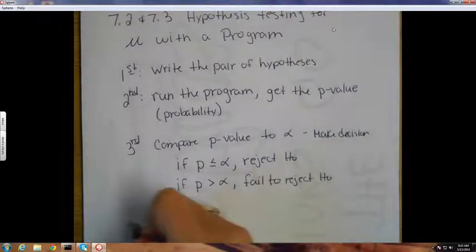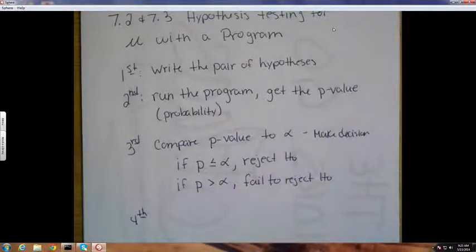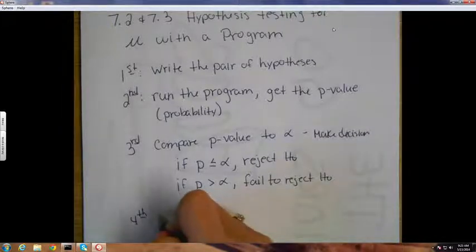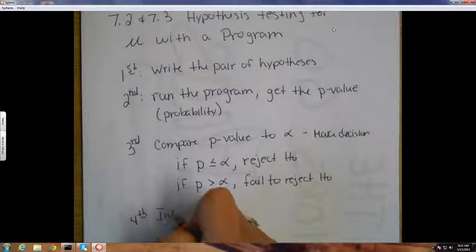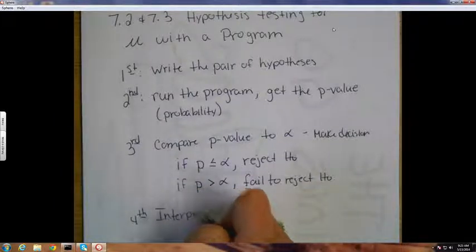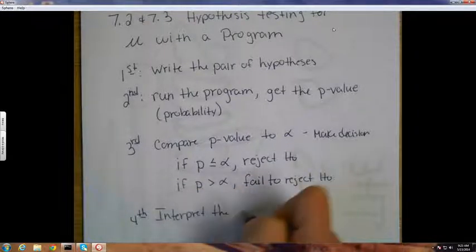And then your last step is to interpret that decision. You know, is the claim true, the claim false, and so on. So interpret the decision.